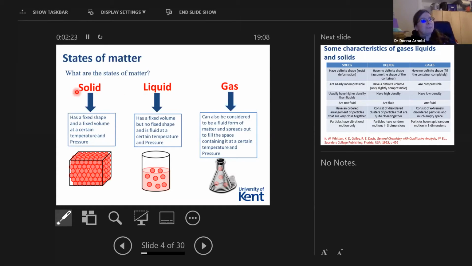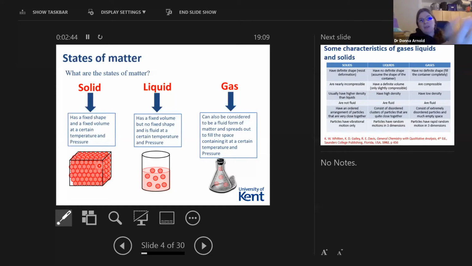So we have our solid. This is a diagrammatic representation of our solid. Our atoms are all packed in quite tightly. So we know that it has a fixed shape and a fixed volume. So if I freeze an ice cube, it will have the shape of the ice cube holder. So it will be a cube. And this is at a certain temperature and pressure.